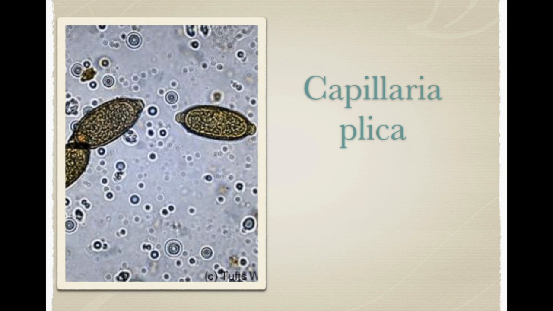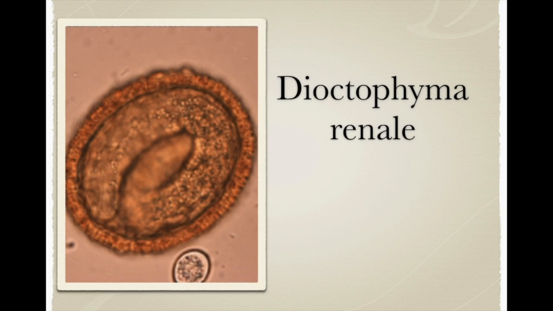Capillaria is the bladder worm, and the way I remember it, it looks like whipworm but a lot smaller, and its intermediate host is the earthworm. Next is Dioctophyma renale, which is the giant kidney worm. The way I remember it is it looks like a giant prune, and it causes kidney failure and can be deadly if left untreated.